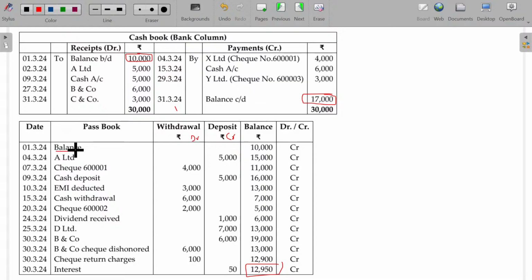As per the balance prepared by the banker, it's also showing the same. It's a debit balance, and in the banker's view it is 10,000 rupees. There is no mismatch in the opening balance.